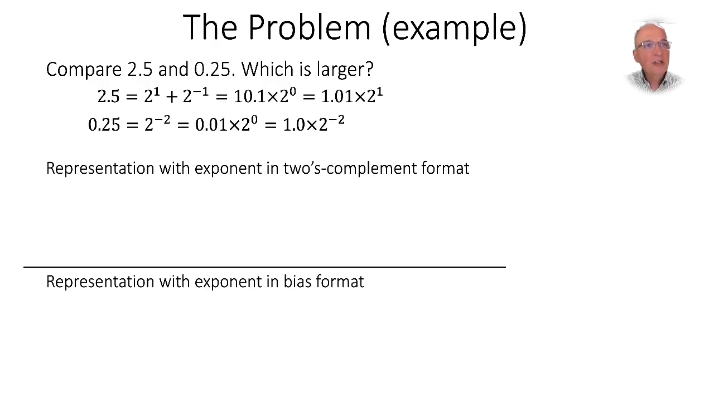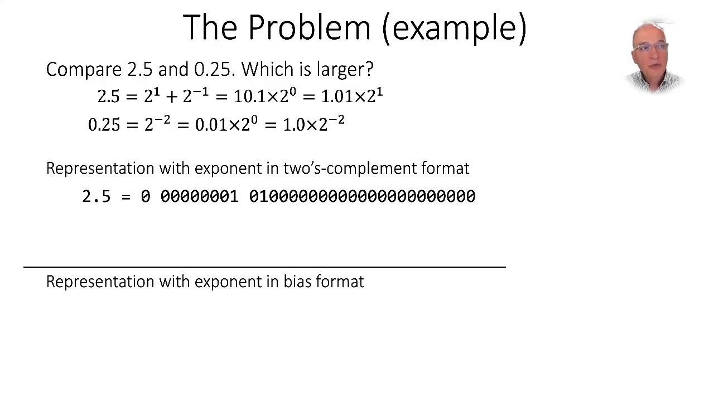Now let's look at what would happen if I had my representation with an exponent in 2's complement format. So my exponent for 2.5 is the number 1. My exponent for 0.25 is the number minus 2. So 2.5 would be represented in this way. All I'm doing here is taking the mantissa, or the fraction, which is 0, 1. My sign is 0, and my exponent is 1.